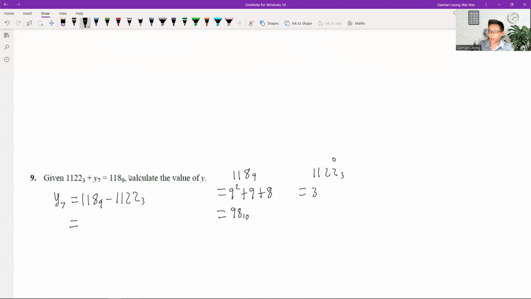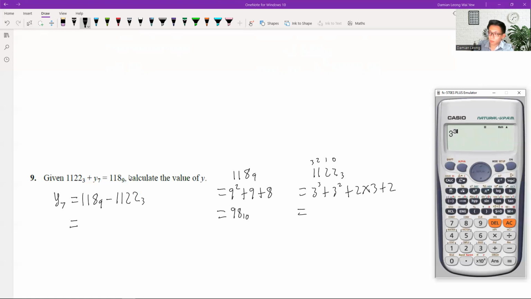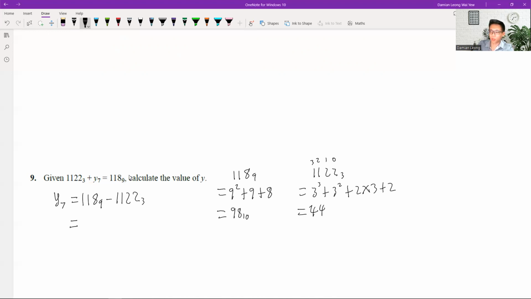1 times of power 0, power 1, power 2, power 3. So 1 times of 3 cube plus 1 3 square plus 2 times of 3 to the power 1 plus 2 times of 3 to the power 0, which is 2. 3 cube plus 3 square plus 2 times 3 plus 2, 4 in base 10. So this is basically 98 in base 10 minus 4 in base 10, which is 54 in base 10. Then I convert to base 7.